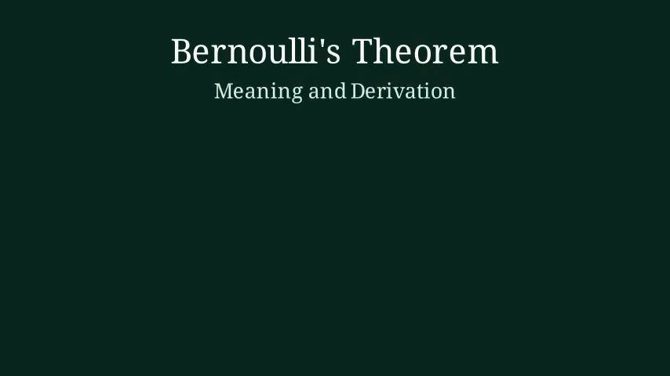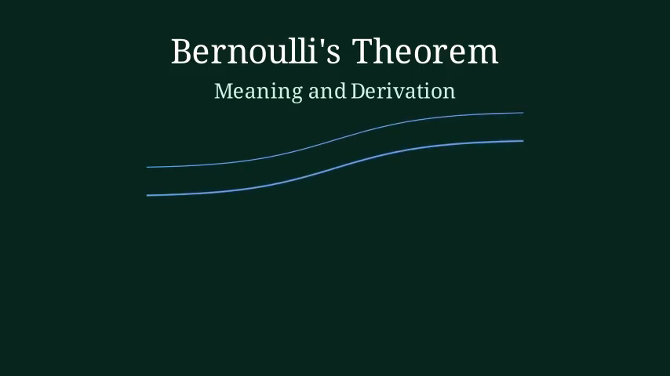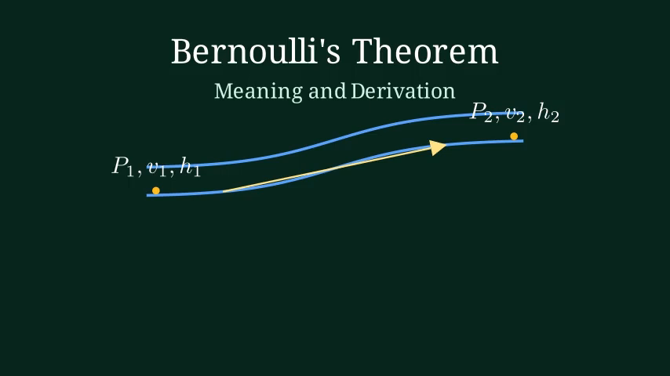In this video, we will learn Bernoulli's theorem, understand its meaning, and then derive the equation step by step. First, let's see a simple pipe diagram. We will mark 2 points along the flow. At point 1, the fluid has pressure P1, speed V1, and height H1. At point 2, the fluid has pressure P2, speed V2, and height H2.